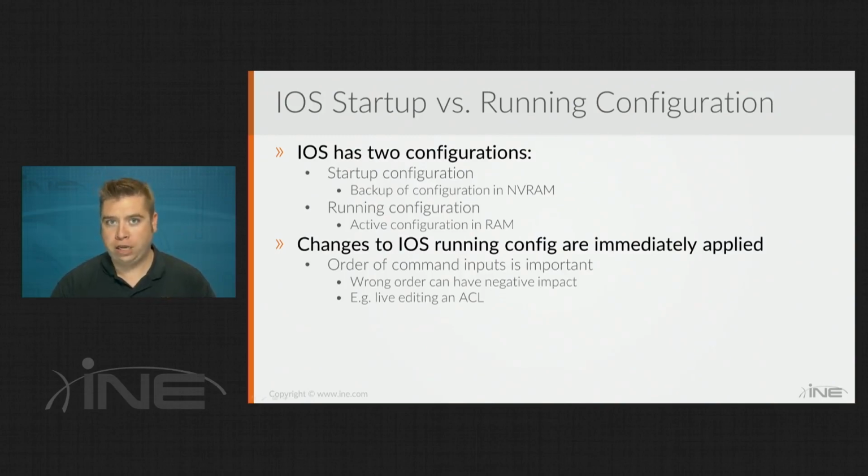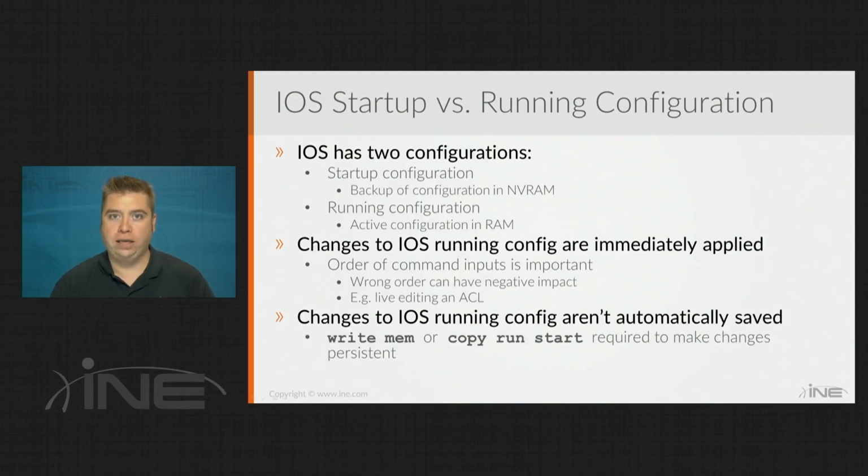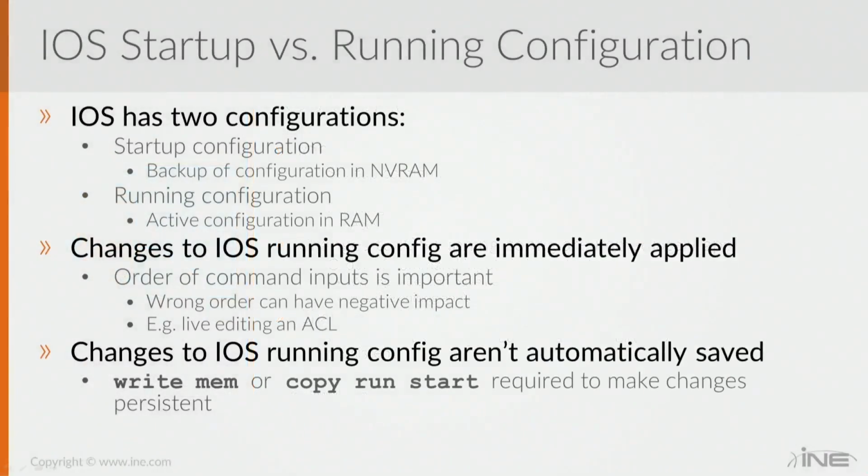One of the other issues is that when you make a change to the config, it doesn't automatically get saved. So you have to either write memory or copy run start in order to make those changes persistent. One of the potential problems is you may make a bunch of changes to IOS, forget to write mem, and then for some reason the box reloads, then you're going to lose those particular changes.